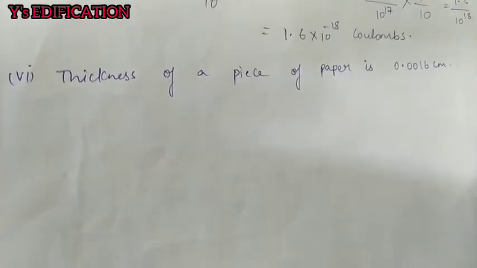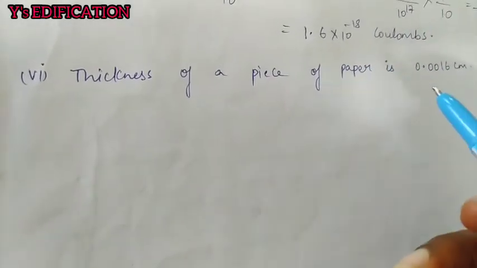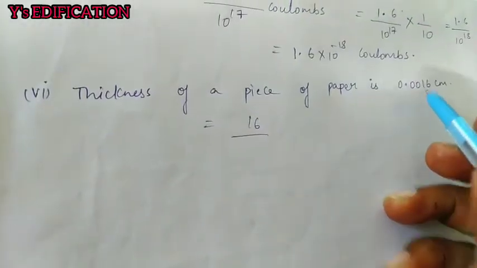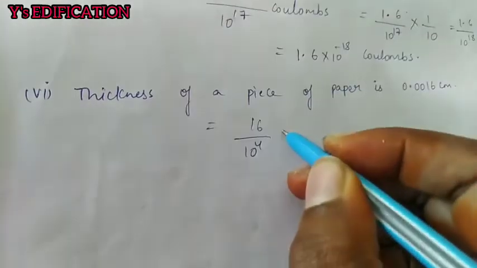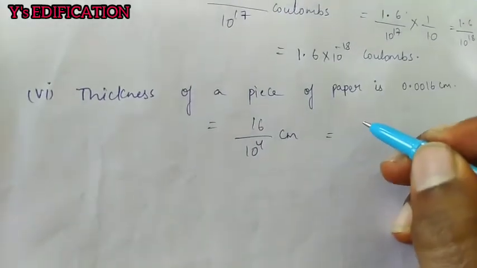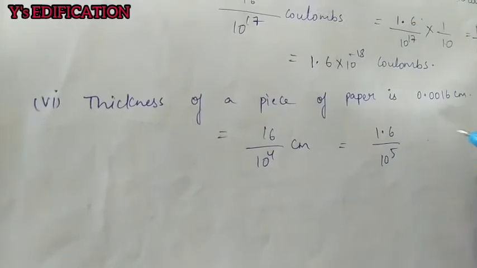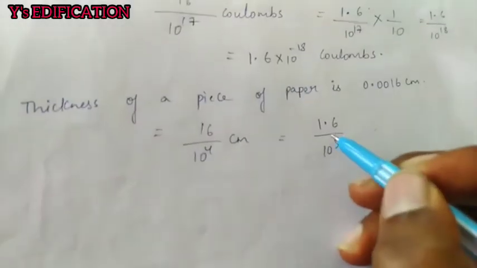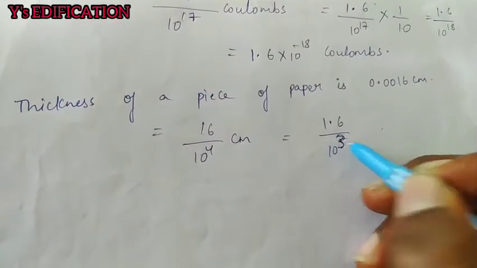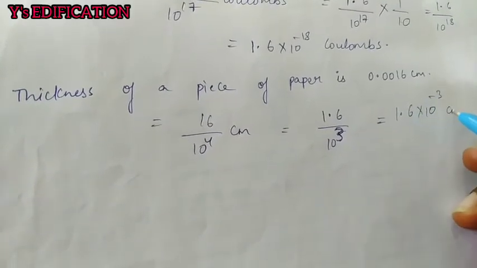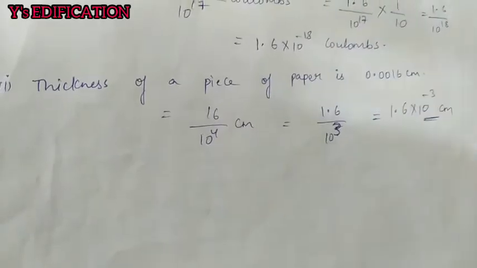Thickness of a piece of paper is 0.0016 centimeters. So I can write this as 16 by how many are there? 1, 2, 3, 4. 10 power 4 centimeters. So simply I will write it as 1.6 by 10 power 3. So it will become 1.6 into 10 power of minus 3 centimeters.